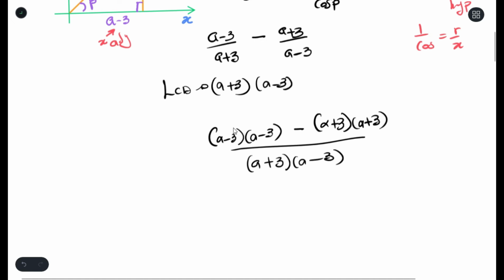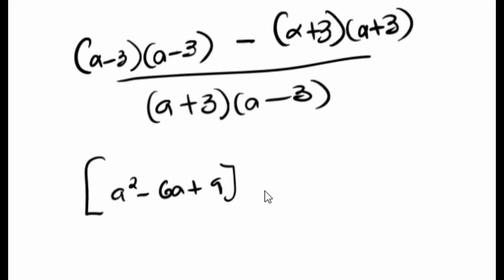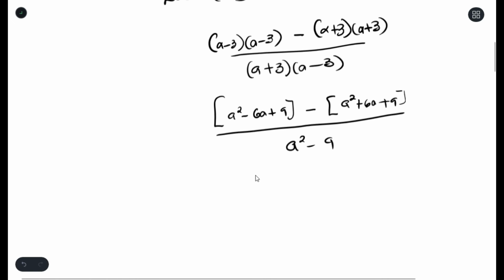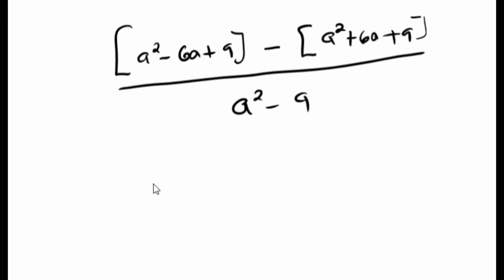In the numerator, we can expand our bracket. So expanding this bracket would give you. Expanding the second bracket would give you. In the denominator, you could also expand that bracket, and that is a difference of 2 squares, so you can write it as a squared minus 9. Then from there, we simplify the numerator by opening the brackets.